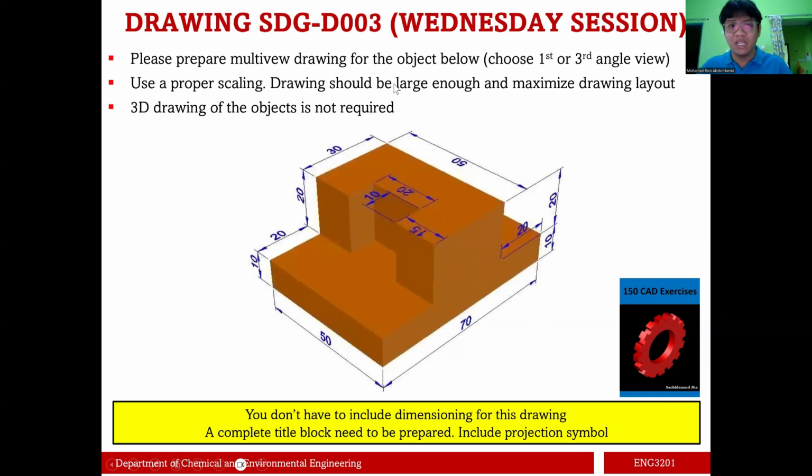And then for the Wednesday session, again, check your drawing number, and these are your objects. I think I have covered all. So let's begin our AutoCAD modeling.